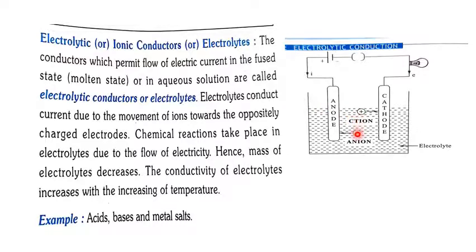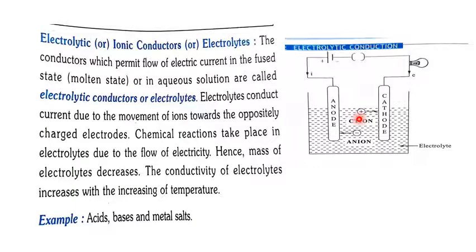NaCl dissociates into Na+ and Cl-. Na+ are cations, Cl- are anions. The anode is positively charged, the cathode is negatively charged. Generally, negative ions, anions, move towards the anode because the anode is positively charged. Next, cations, Na+ ions, move towards the cathode because the cathode is negatively charged.